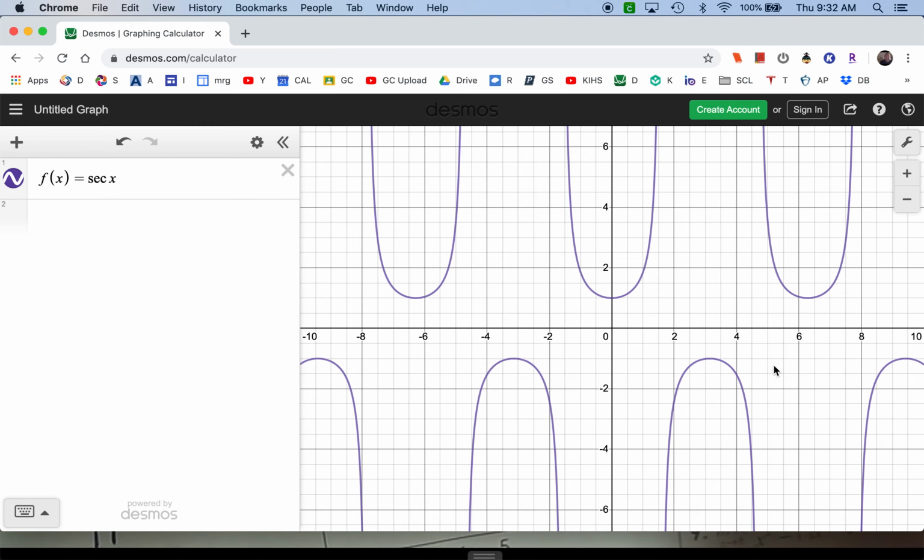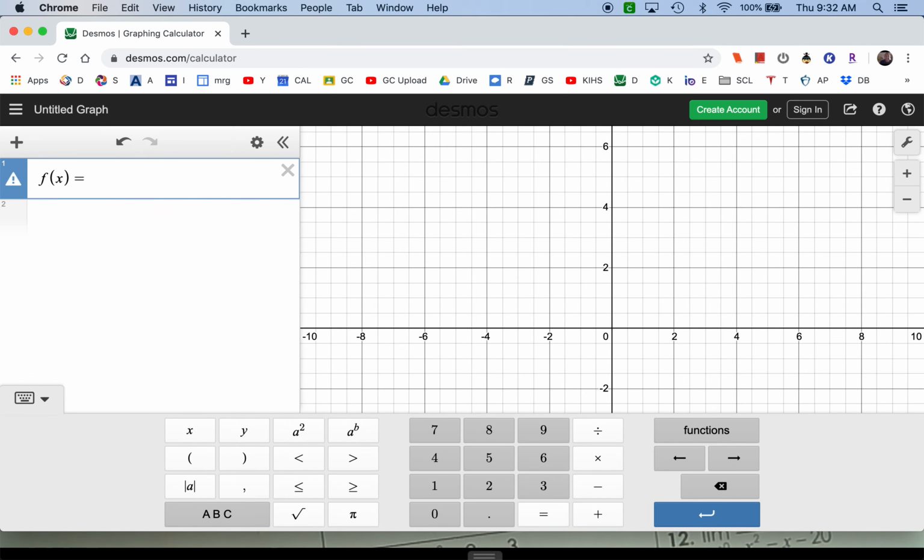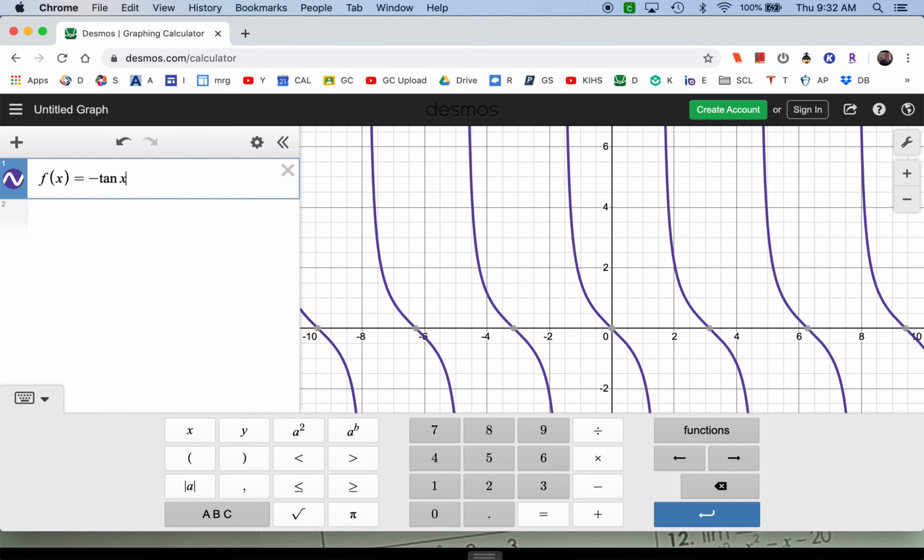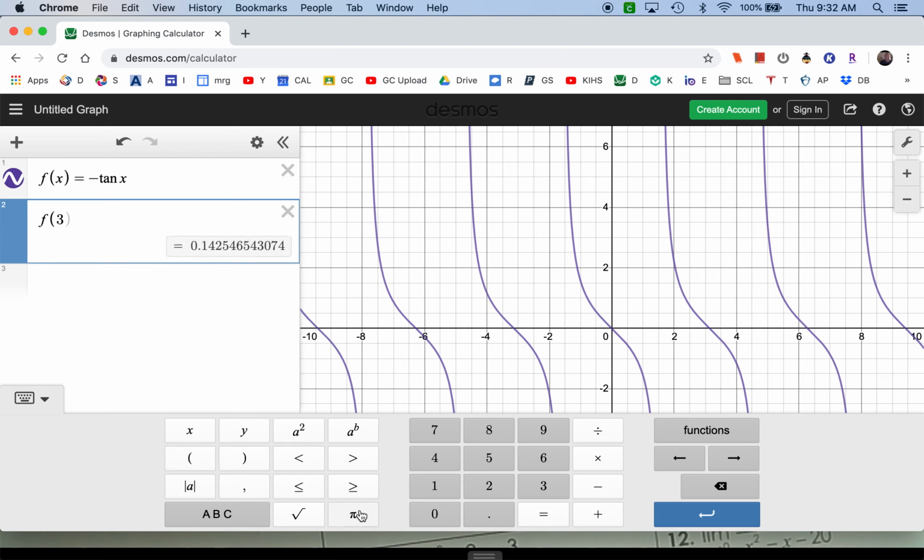Number 14. No, we're at number 17, negative tangent x. So type in negative tangent. See, here's a radian. So it's going to be tougher to find the radian off there. I could try to change the scale to radians, but honestly, I'm just going to do a substitution. So 3 pi over 2. And I want you to note it's undefined.